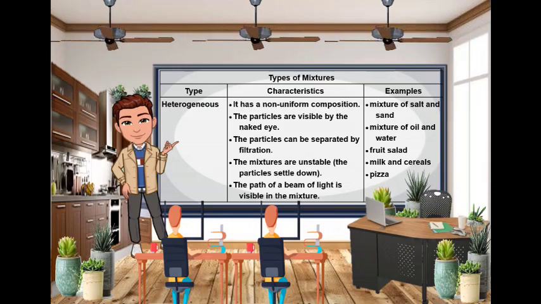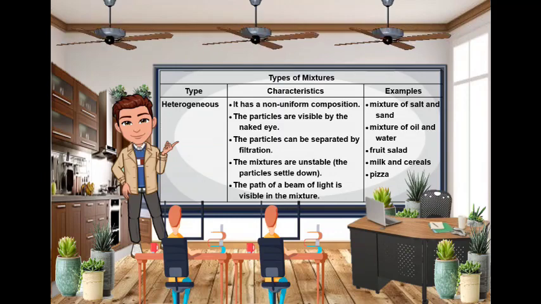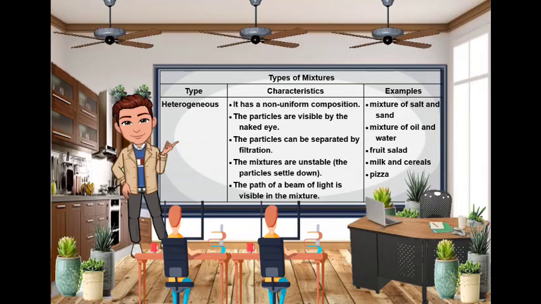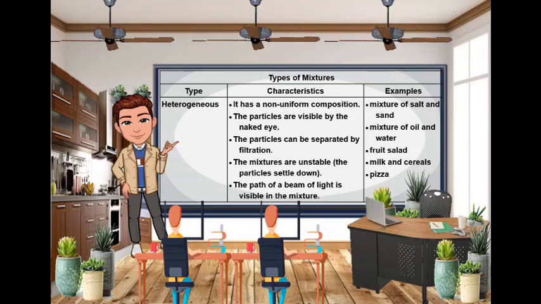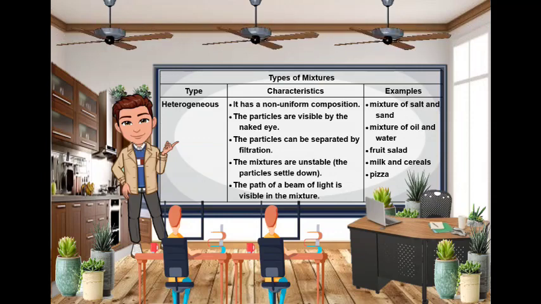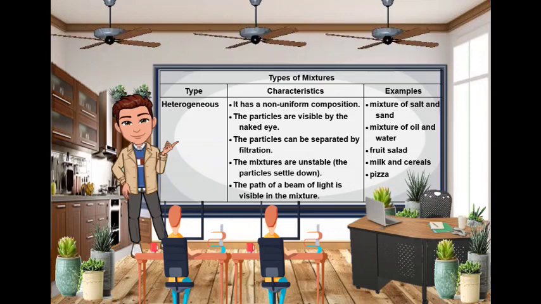Okay, now, these are the characteristics of heterogeneous mixture. First, it has a non-uniform composition. This means that you can see different components of the mixture visible to the naked eye. Another, the particles can be separated by filtration or by mechanical means. Another, the mixtures are unstable. The particles settle down. The path of a beam of light is visible in the mixture.